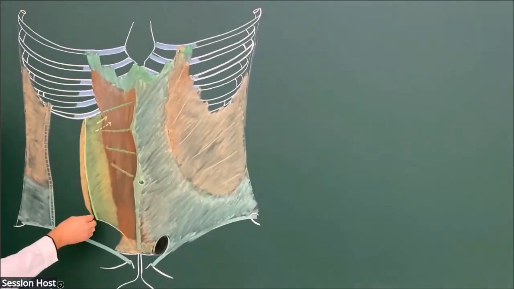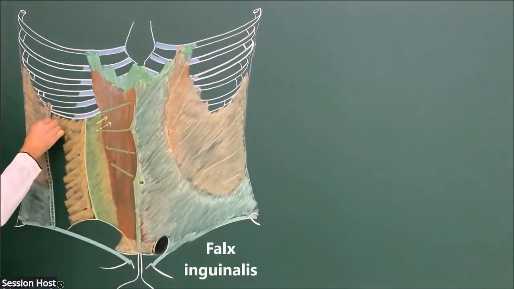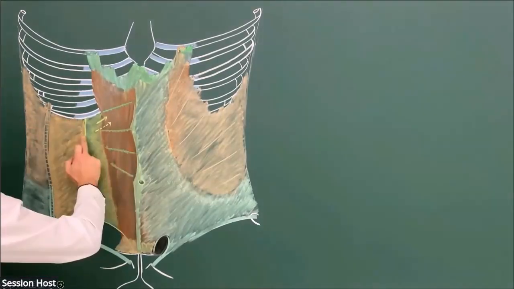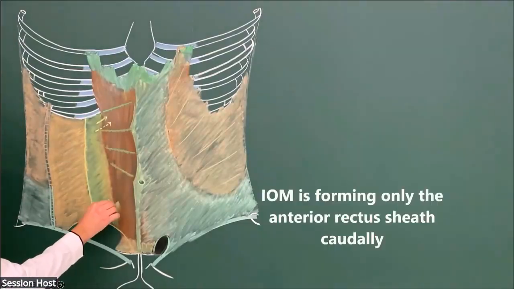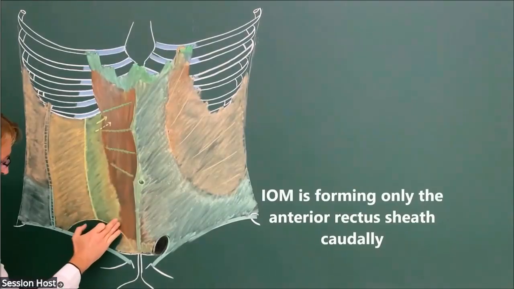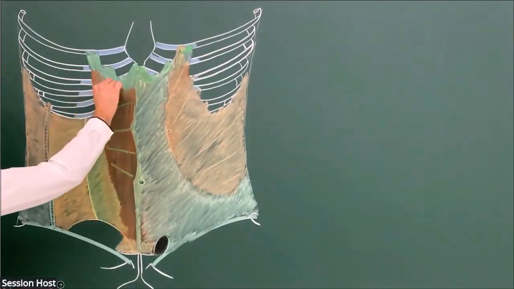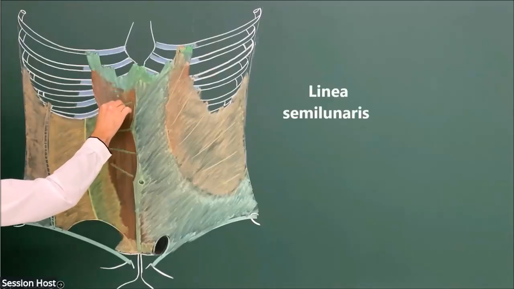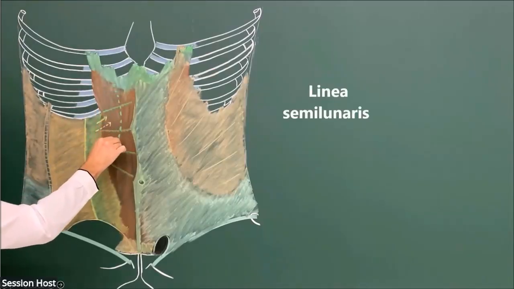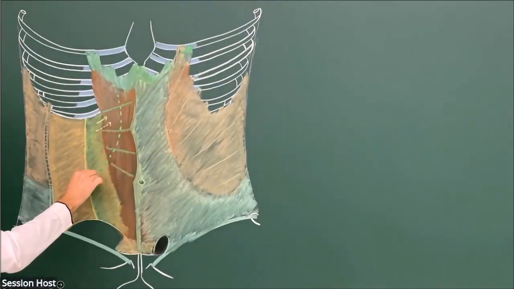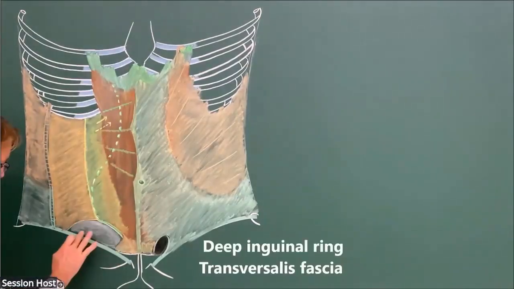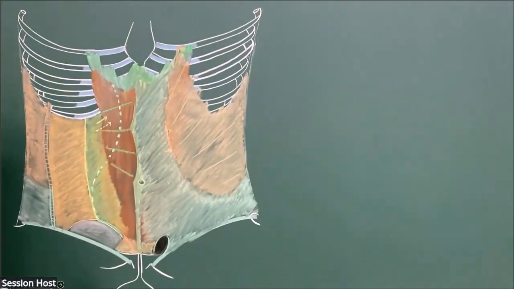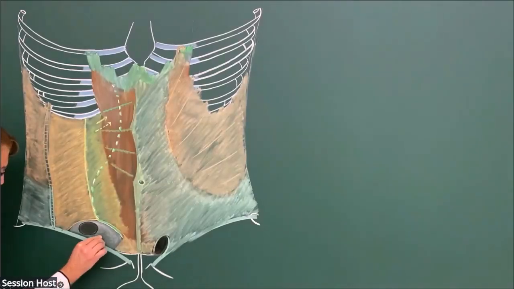This is the muscular part forming the falx inguinalis for the deep inguinal ring. And again, it forms only the anterior rectus sheath caudally, like this. And finally, we can see the transversus abdominis muscle. This is the linea semilunaris, the line dividing the muscular part and the aponeurotic part with the S shape. We can find here the deep inguinal ring with the lateral hernia here and the epigastric vessels like this.